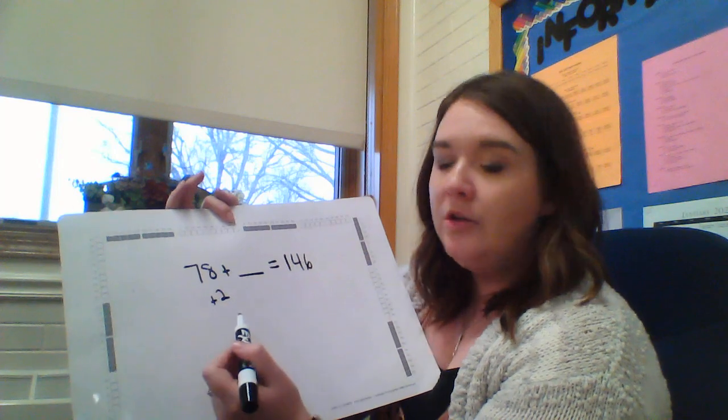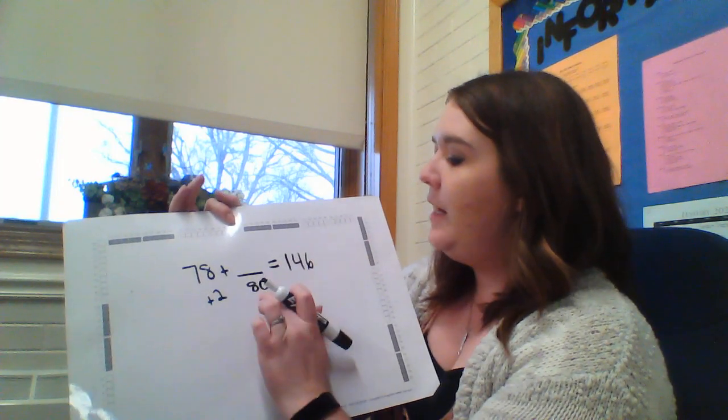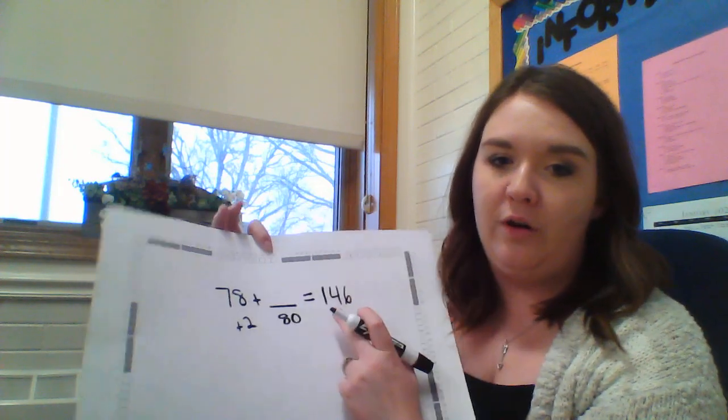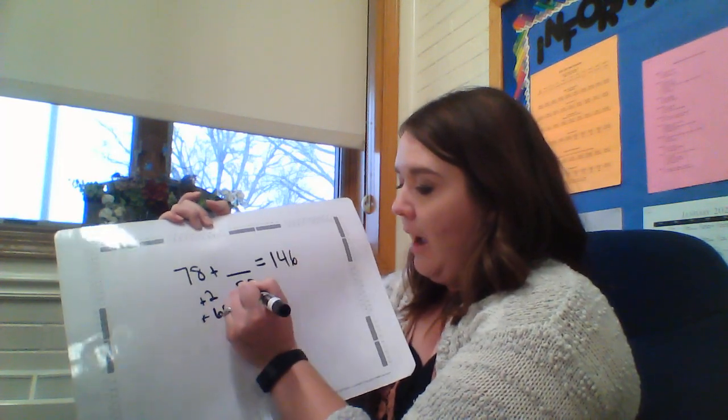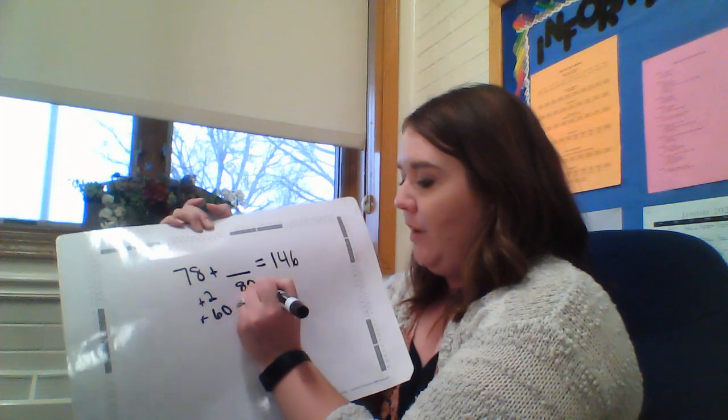2. Okay, so if I add 2, I end up with 80. But then I need to get from 80 close to 146. So I'm going to count by tens from 80 to 140. 80, 90, 100, 110, 120, 130, 140. So that was 6 tens, and we know that 6 tens is the same as the number 60. So I added 60, that got me to 140.